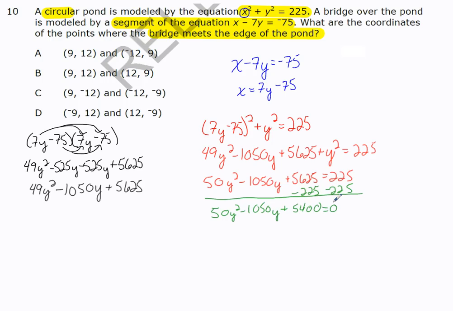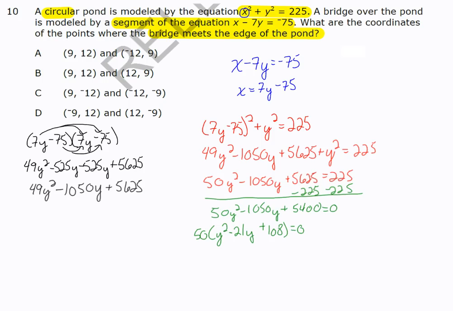Now, my favorite way to solve quadratic equations is just by factoring if it's possible. So I'm going to try to factor this first. Now I notice that 50 goes into all three of these things, so I'm going to factor out a 50 as my very first step. So I get y squared minus 21y plus 108 is equal to 0.